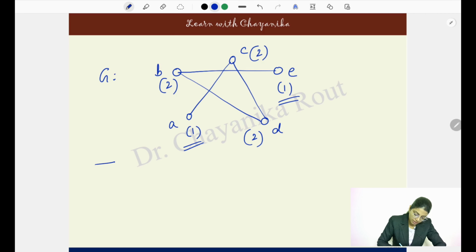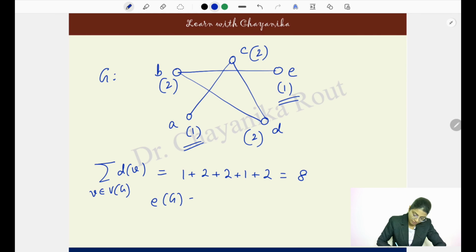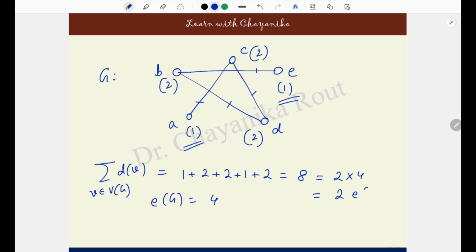And at the same time, we can check our degree sum formula also. So, here the sum of all the degrees in the graph is equal to 1 plus 2 plus 2 plus 1 plus 2, that is 8, and we have the size of the graph as 1, 2, 3, 4 edges, and this 8 is nothing but twice 4, that is twice the number of edges in the graph. So, this is the degree sum formula that we have also verified in the same graph.